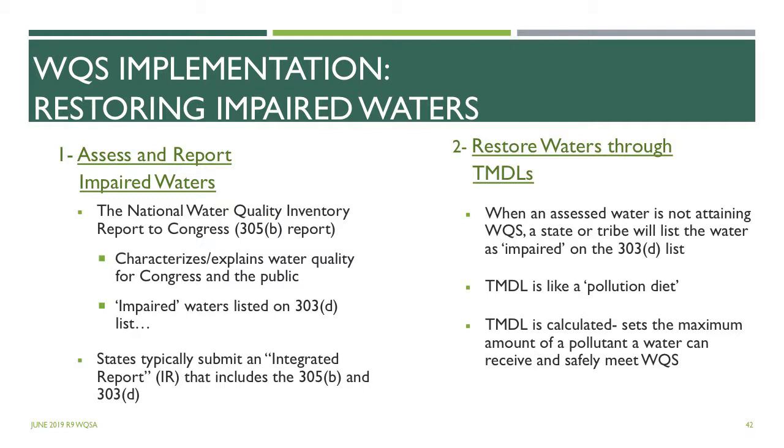On the other side is actually restoring your waters through your TMDL, pollution diet. The TMDL calculates the maximum amount of pollutants from all sources. And then for the point sources, those are the waste load allocations that serve the basis for their permits.